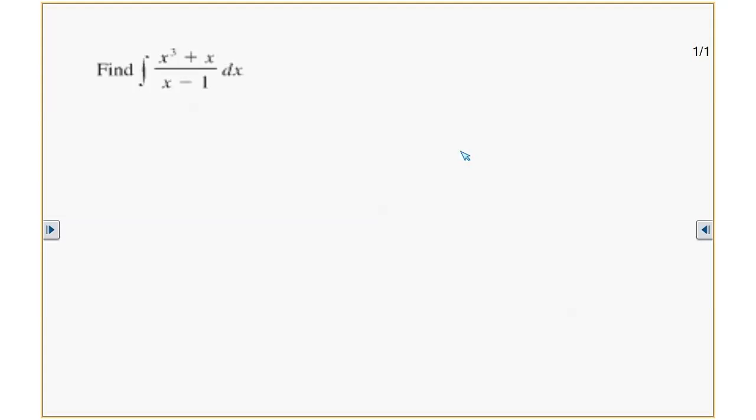X cubed plus x over x minus 1. Okay, now before you even start this problem, you need to look at it because you're not going to use partial fractions. Well, Hubert, that's what we're in. Yeah, but we're also looking at the degree of each numerator and denominator. What do you see about this numerator and denominator?